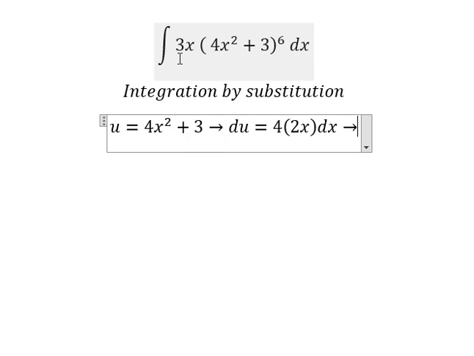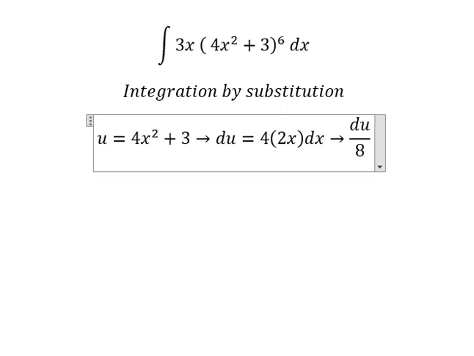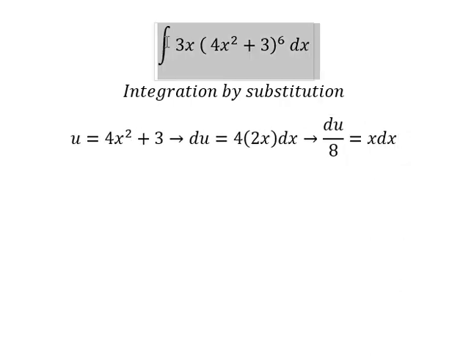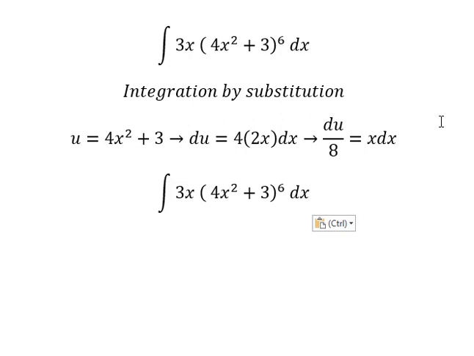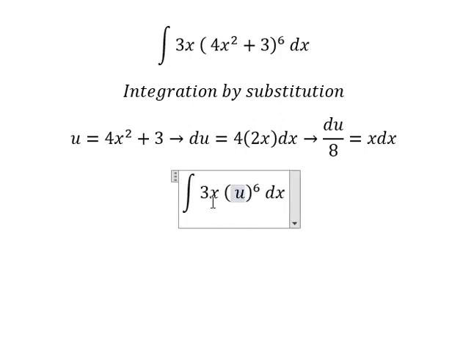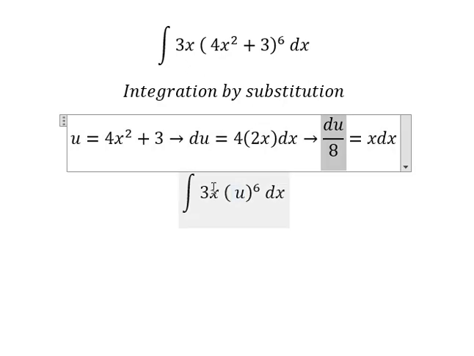Because we don't have number 8, from number 4 and number 2, we need to divide both sides by number 8. This one we change by u. 3s, the s we change by this one.